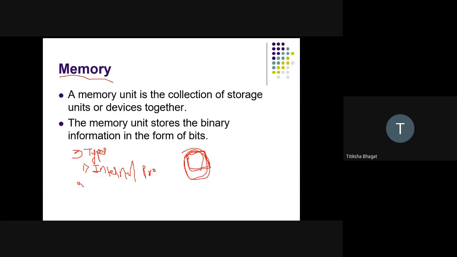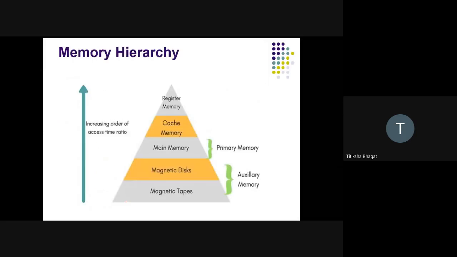Number two is main memory. And number three is auxiliary memory. So basically there are three types of memories: internal processor memory, main memory, and auxiliary memory. We know the job of memory is to store the data in the form of zeros and ones.